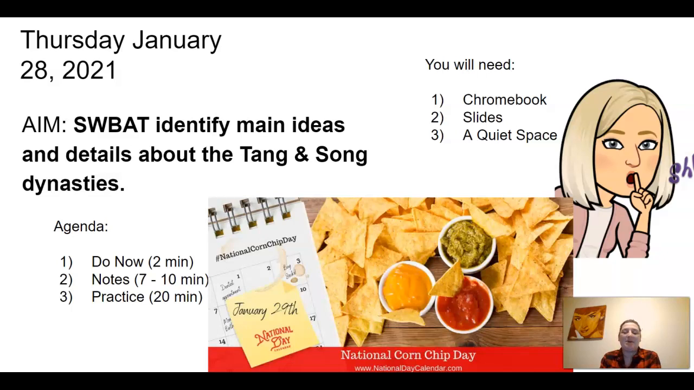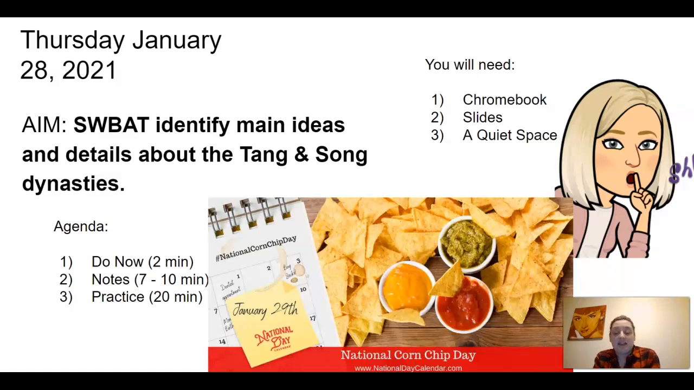So our aim is that we're going to continue to identify main ideas and details about the Tang and Song dynasties. The do now will take you about 2 minutes. Notes are going to be 7 to 10, and then practice is about 20 minutes. You're going to need everything you normally need, so keep that in mind. I want you to really bring your creative thinking because there's a couple questions that are graded today. Well, they're all graded, but there's a couple that really ask for you to get into your brain a little bit. And you're not going to find the answer in the text.